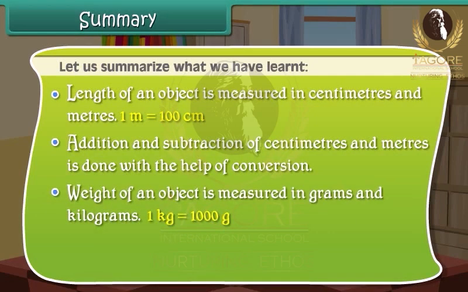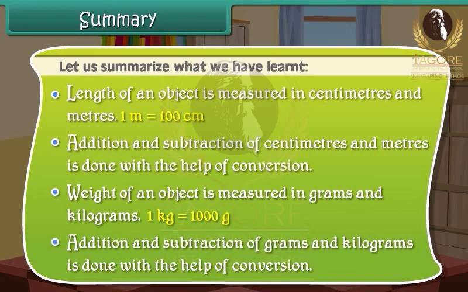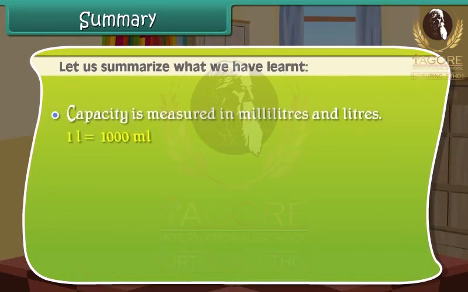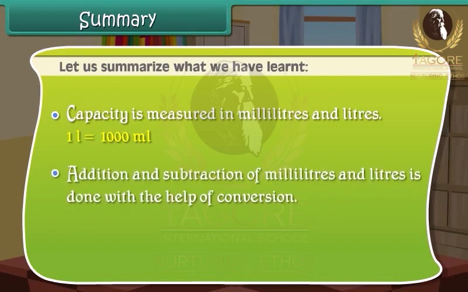Weight of an object is measured in grams and kilograms. 1 kg is equal to 1000 gram. Addition and subtraction of grams and kilograms is done with the help of conversion. Capacity is measured in milliliters and liters. Addition and subtraction of milliliters and liters is done with the help of conversion.